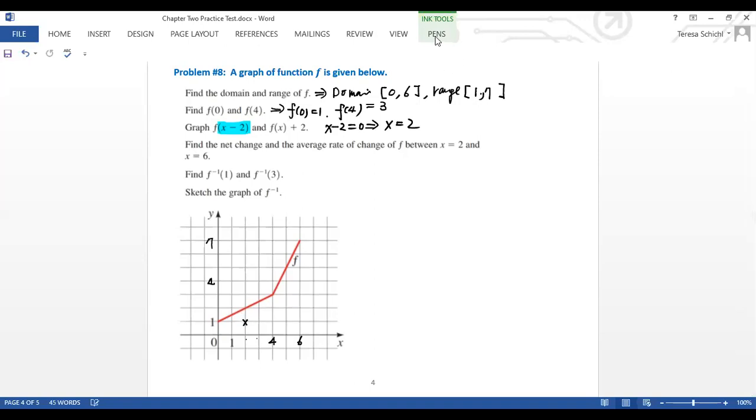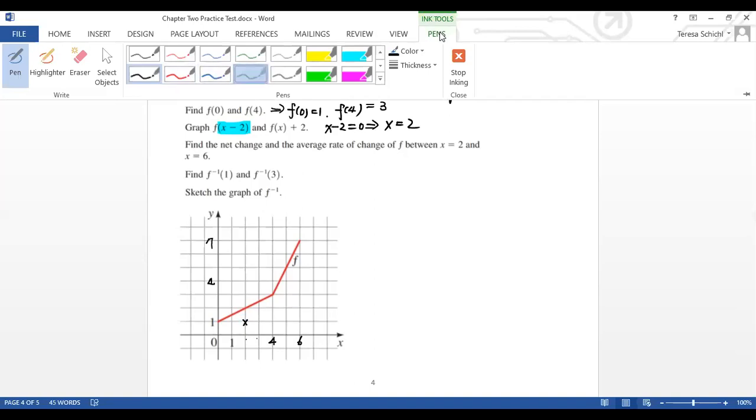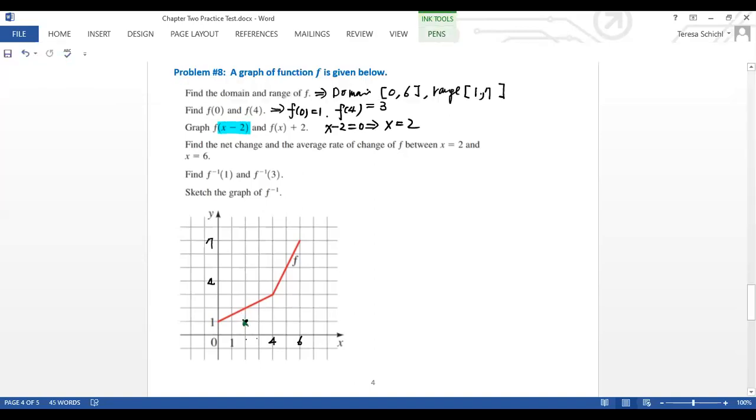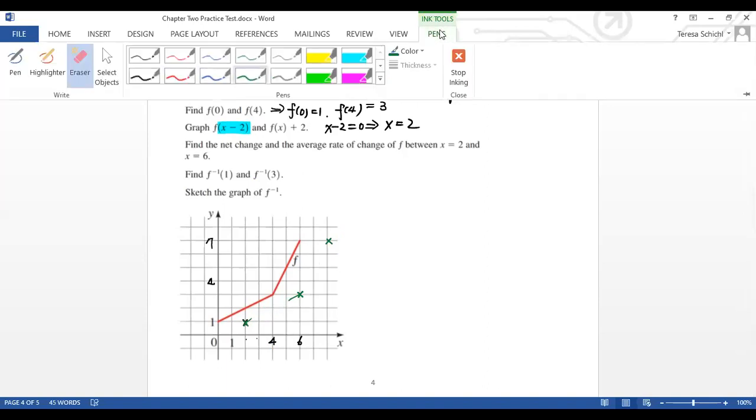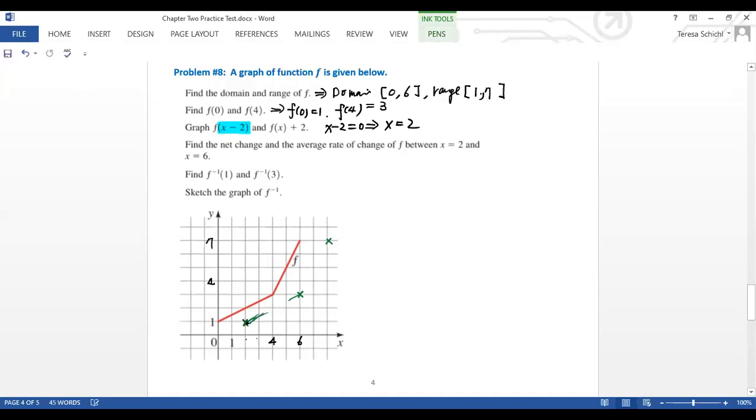All right, let me use a different color. So this point, I shift to here. What happened to this point? I shift 2, 1, 2. I shift to here. This point, I shift to here, right? So now these ones here, you connect. All right, so hope I can connect better. Here, and here. Right, so this is the green one, which is f of x minus 2.